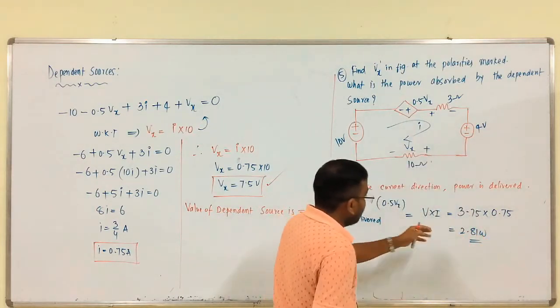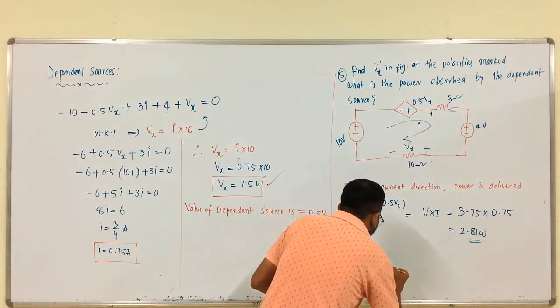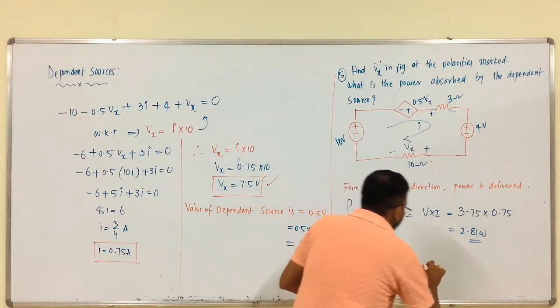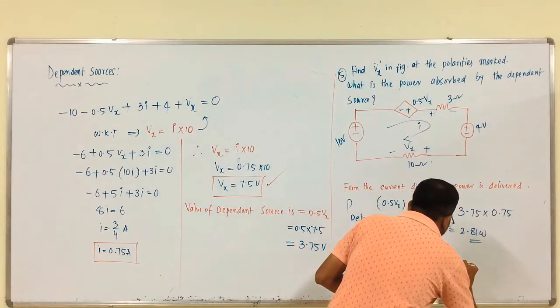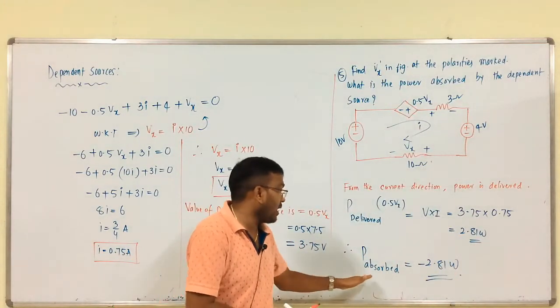This is power delivered. Therefore, power absorbed is equal to what? Minus 2.81 watts. Minus 2.81 watts is nothing but power absorbed.